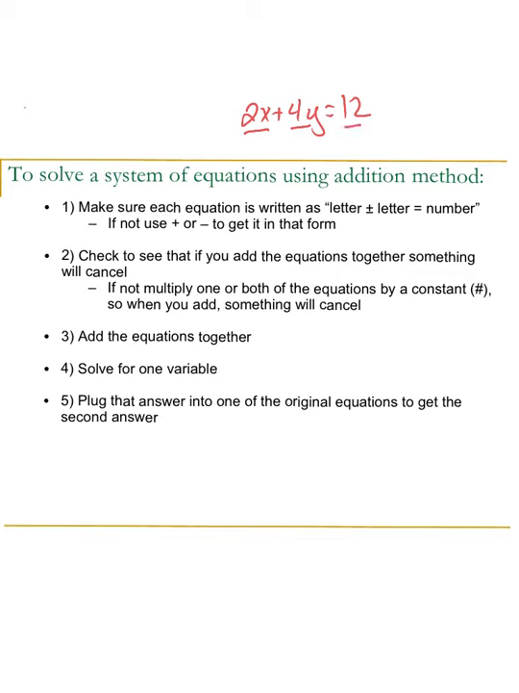Then you're going to check to see that if you were to add the equations together, something is going to cancel. If it's not, you're going to multiply one or both of the equations by a constant, meaning a number, so that when you do add them, something will cancel. Add the equations together, you're going to solve for one variable, and then again, just like the last time we did systems, you have to plug that answer into one of the original equations to get a second answer.